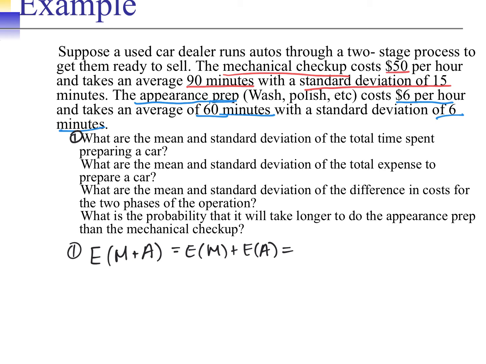Okay? And so when it says the average, that's the expected value. Expected value is mean is average, right? So those all kind of go hand in hand. And it says total time spent. So that's 90 plus 60, 150 minutes.